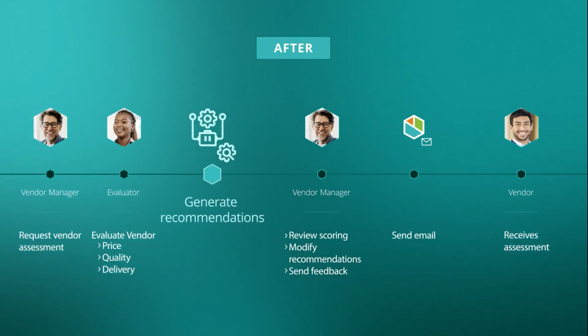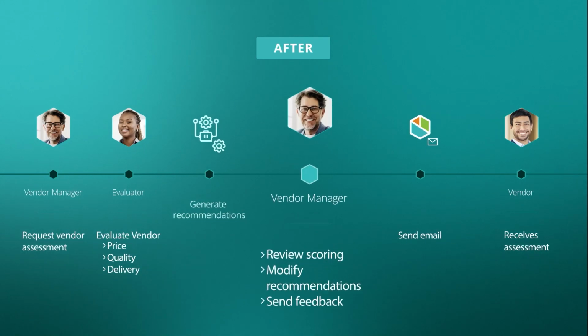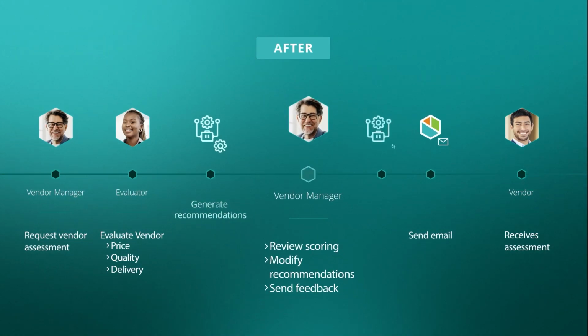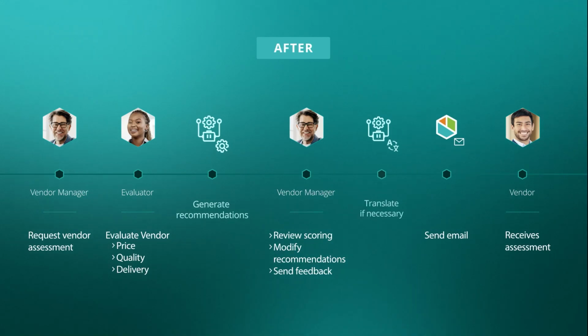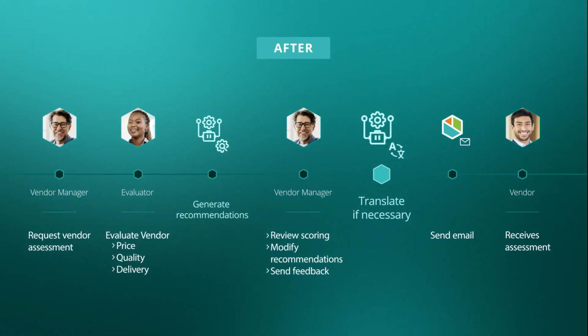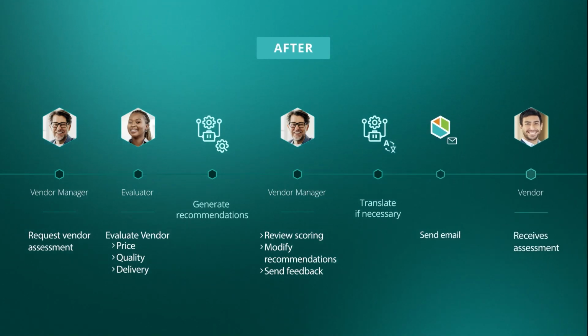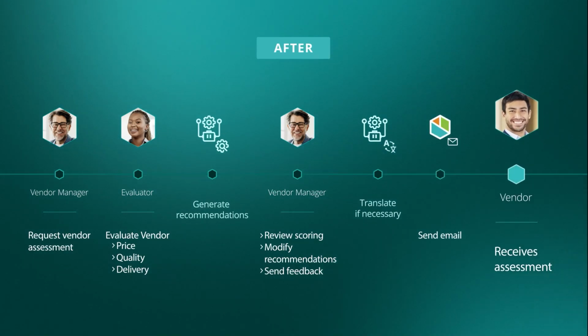The evaluation and recommendations are sent to Peter for review, where he can modify, add, or remove comments. An additional AI agent offers the option to translate the recommendations if the supplier speaks a different language. Bizagi will then send this evaluation and recommendation email to Kevin, the vendor.